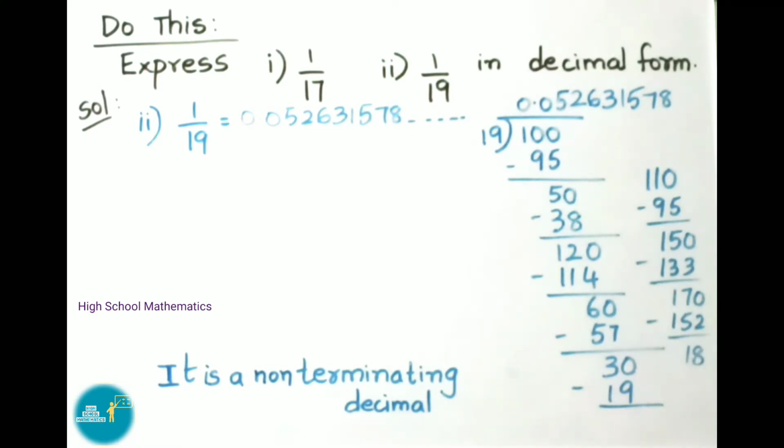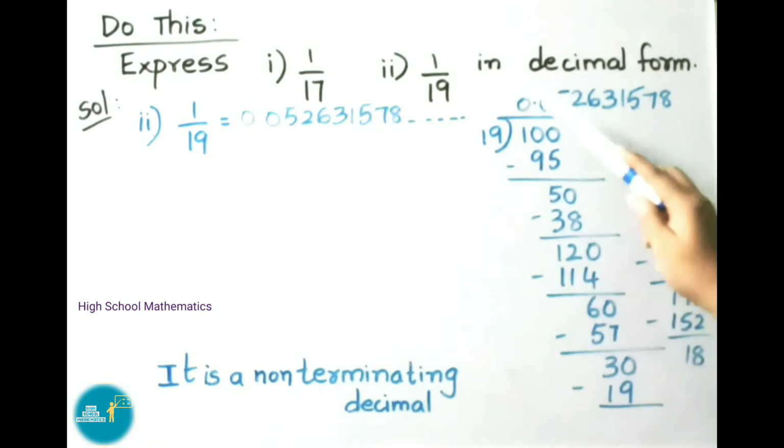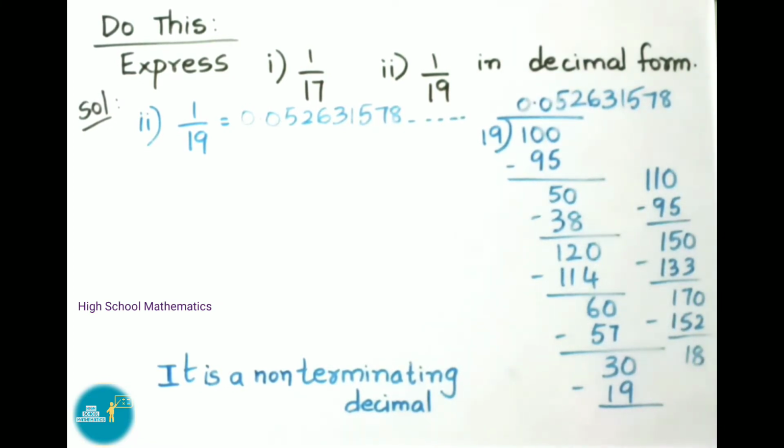19 table, 7 times 133. 150 minus 133, you will get a remainder 17. 17 is again less than 19. Since decimal is there, you can add a 0 here. Now the number is 170.